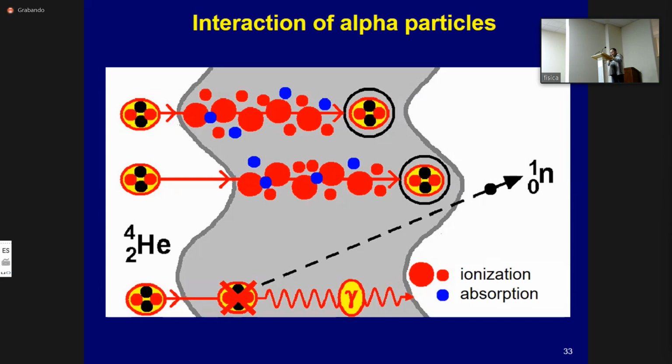An important example of an absorption reaction is the capture of alpha particles by the nuclei of light elements like beryllium, boron, carbon, nitrogen, oxygen, and fluorine. The result of these reactions is the emission of neutrons. So if alpha particles interact with beryllium, for example, we can obtain carbon-12 and a neutron, and of course release some energy. This reaction is widely used to produce radionuclide neutron sources.